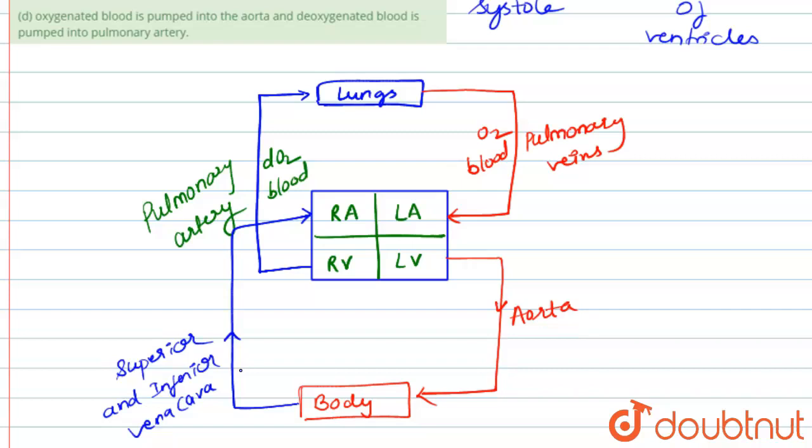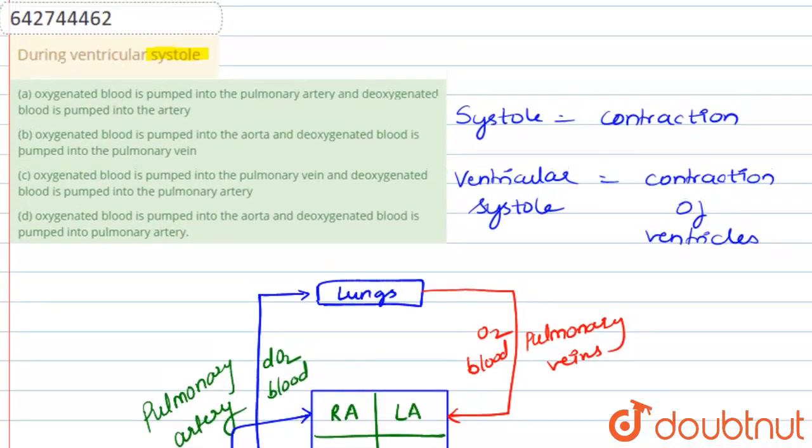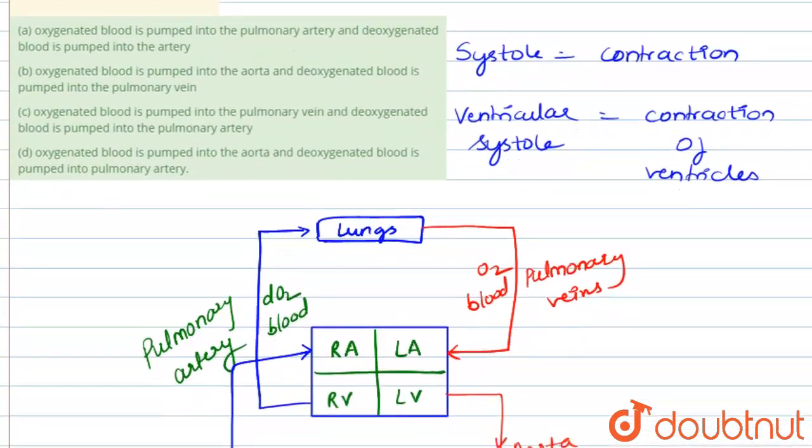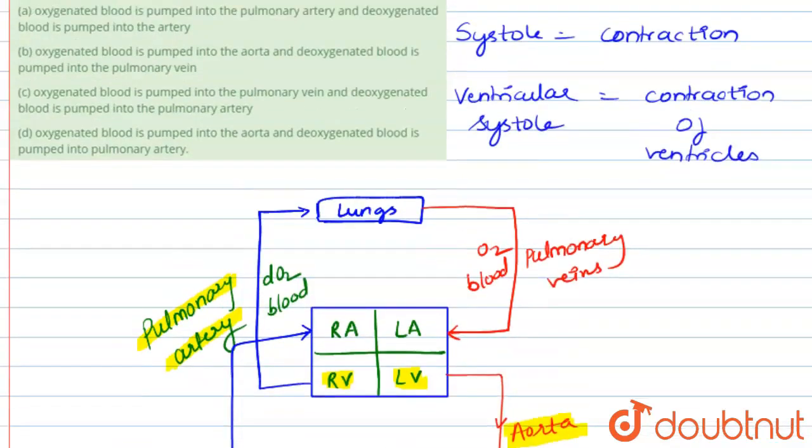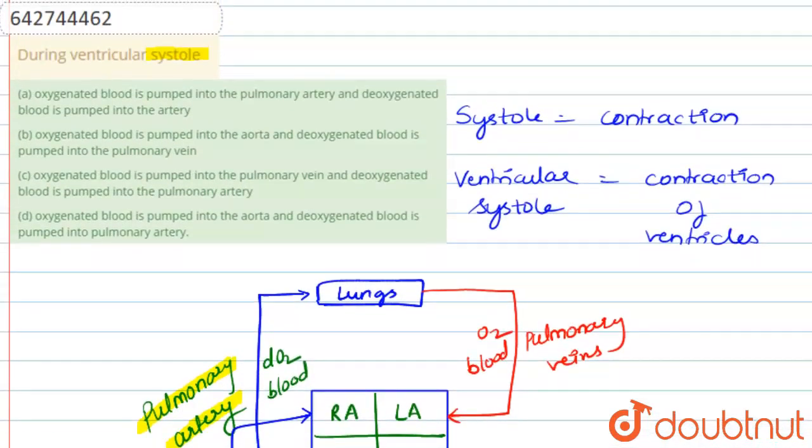So what happens during ventricular systole? The question was, during ventricular systole, which of these events occur? When the ventricles are contracting, we are specifically talking about the right ventricle and the left ventricle. When the right ventricle contracts, the blood is pumped to the pulmonary artery so that it goes to the lungs for oxygenation, and when the left ventricle contracts, the blood is pumped through the aorta so that it gets transported to the various tissues of the body. So now let us find out which option suits best the answer that we have derived.